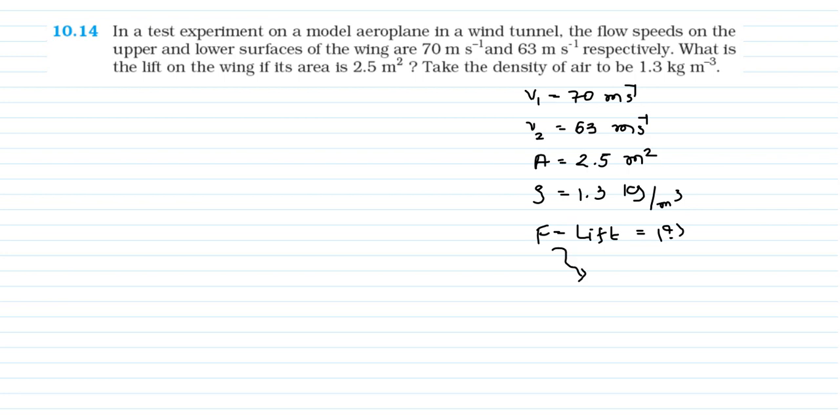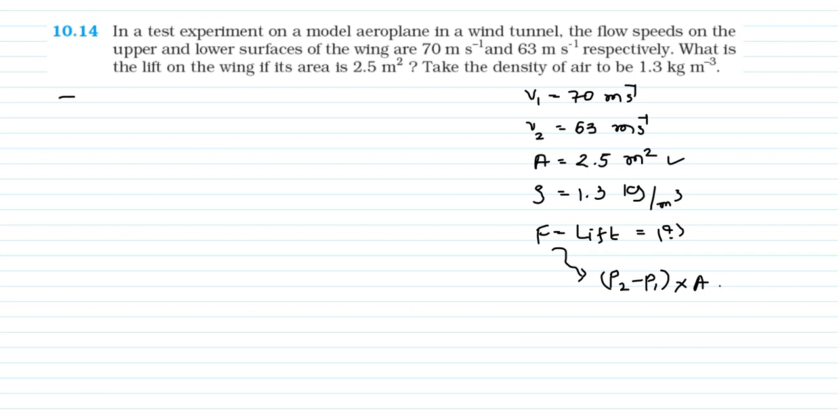So how will this be? It is a pressure force. It is nothing but what? Pressure force. That is the difference of pressure. Okay, on what will it act? On the wings, right? The wings' area is given. So P2 minus P1 into A. That means here we will use Bernoulli's equation.